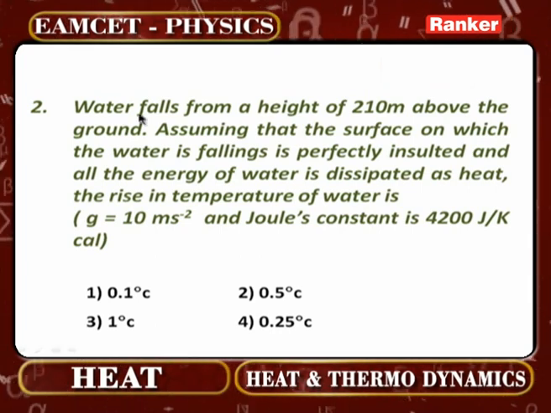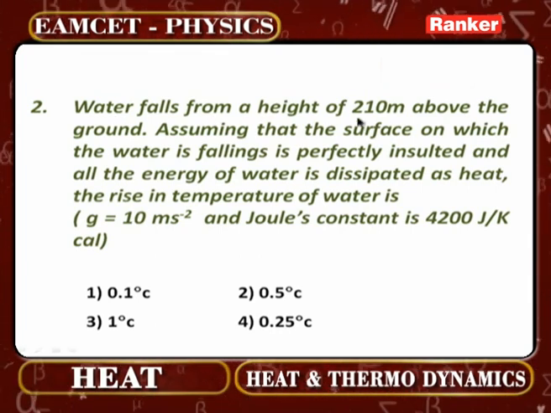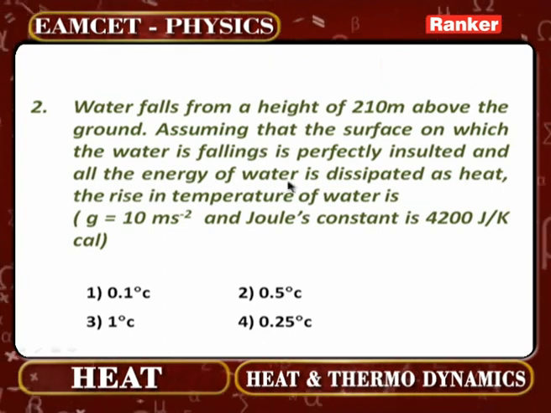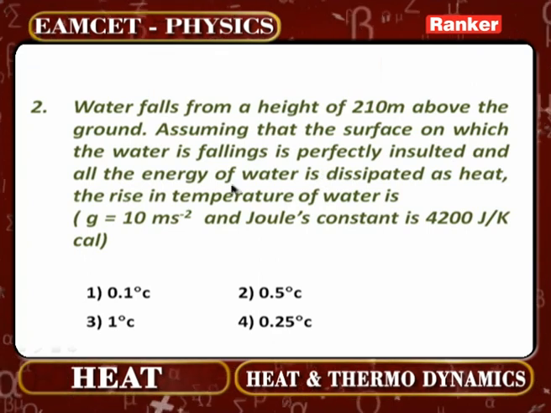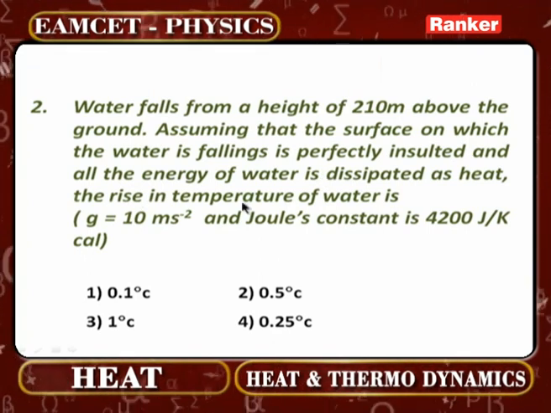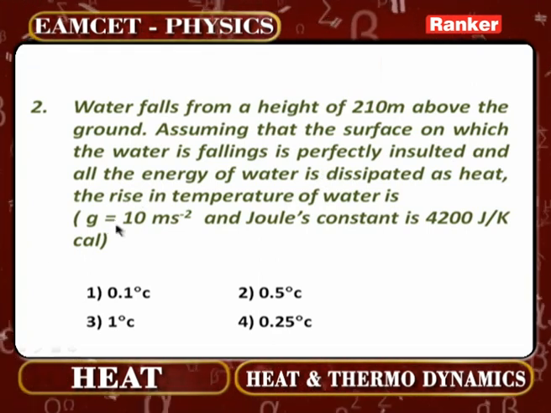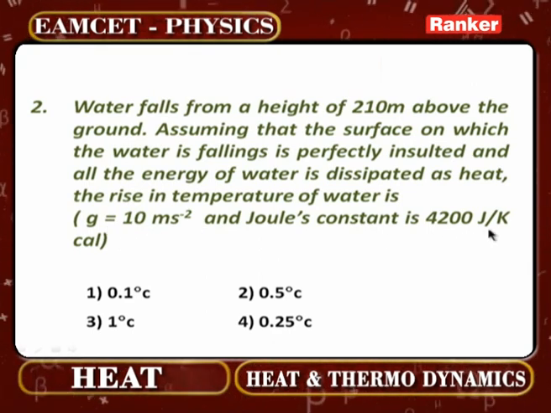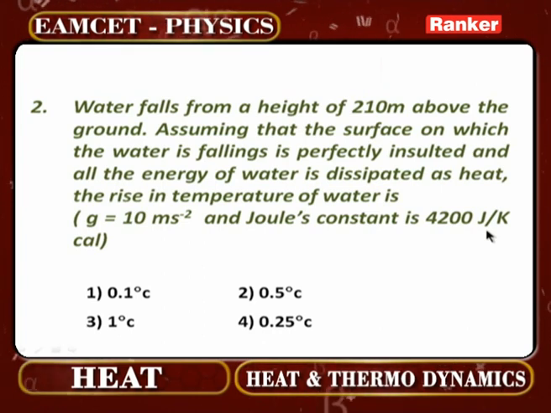Let us take up this problem. Water falls from a height of 210 meter above the ground. Assuming that the surface on which the water is falling is perfectly insulated and all the energy of water is dissipated as heat, the rise in temperature of water is how much? Given the value of g as 10 meter per second square and Joule's constant 4200 Joule per kilocalorie, these are the values provided to us in the problem.